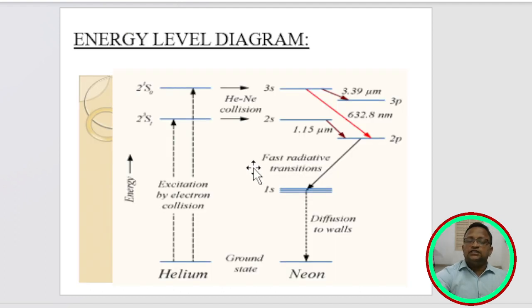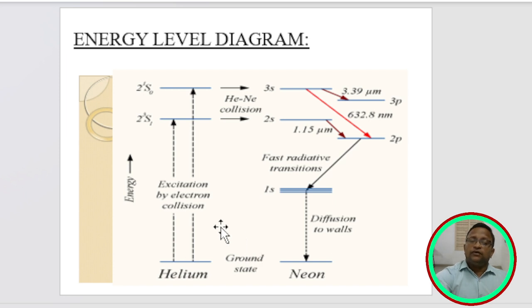Now if we see the energy level diagram, initially the helium atoms are in the lower energy level. If we supply energy to the helium atoms, all the helium atoms are excited to the higher energy levels. So the excitation by electronic collision takes place here. Inside the chamber we have taken the helium neon gas mixture.